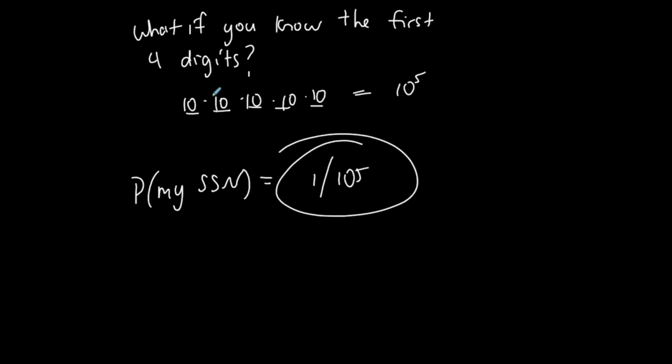So the probability of randomly generating my social security number, if I know the first four, or you know the first four because you're guessing mine: if you know the first 4 digits, you're randomly generating the last 5. 1 out of 10 to the 5th power. Okay, 10 to the 5th. I know that looks funky. That's 10 to the 5th power. Okay. One more example using this rule.